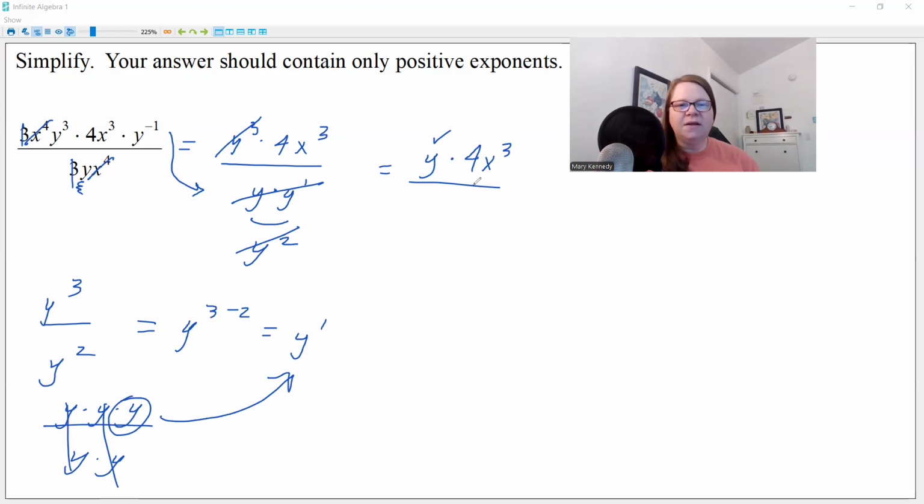So as far as a final answer goes, you're going to see the 4 in front for sure, and then you might see yx cubed or you might see x cubed y. I'd probably put x cubed y just to have it in alphabetical order. I don't know, it just looks right to me. But if you had 4y and then you had x cubed, that would be okay too. I don't see anything wrong with that.